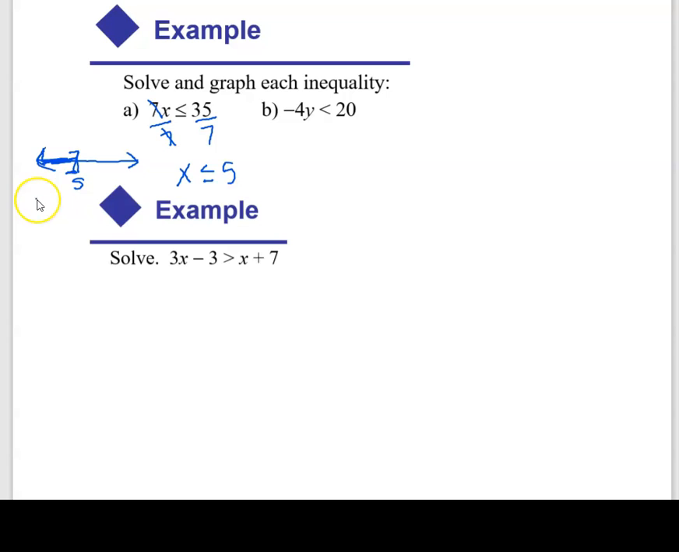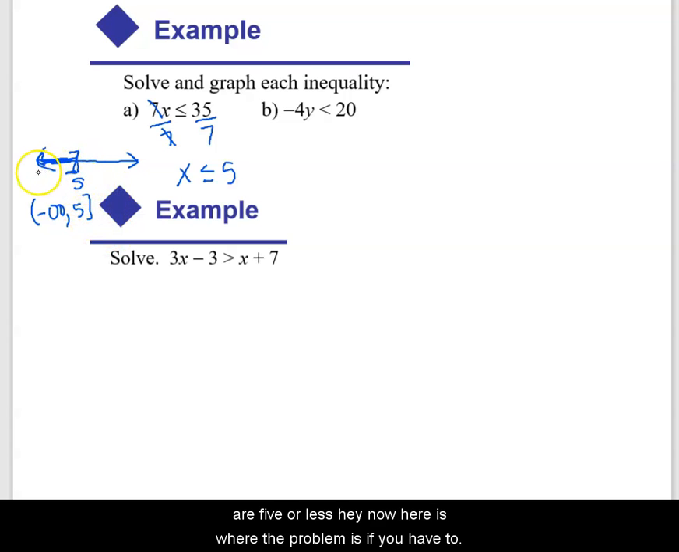So if I wanted to write that in interval notation, I would say negative infinity because I'm always going to read from left to right. So if that arrow keeps going this way, it's going to be negative infinity to 5, close bracket. Okay, that would solve this problem. Any numbers that are 5 or less.